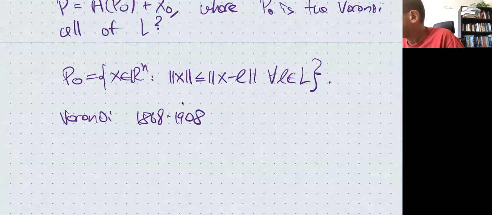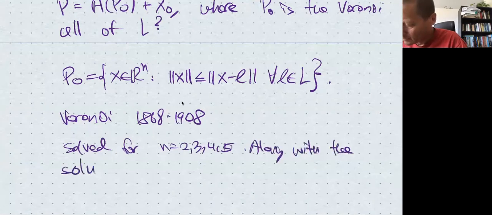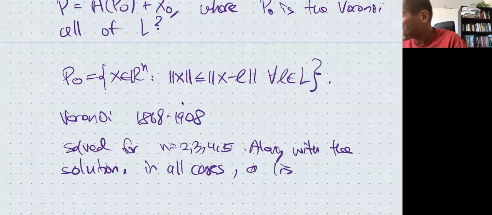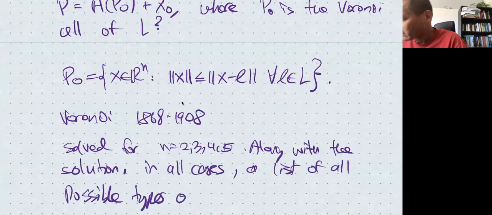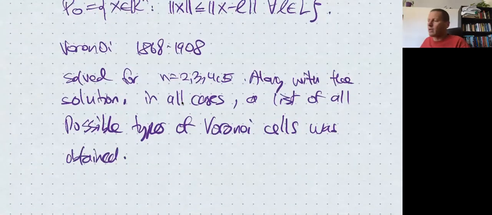The conjecture was proved, so this is solved for n equals 2, 3, 4, and 5. And along with the solution, in all cases, a list of all possible types of Voronoi cells was obtained. So what I mean by a type of a Voronoi cell is a polytope, a convex hull of some number of points.